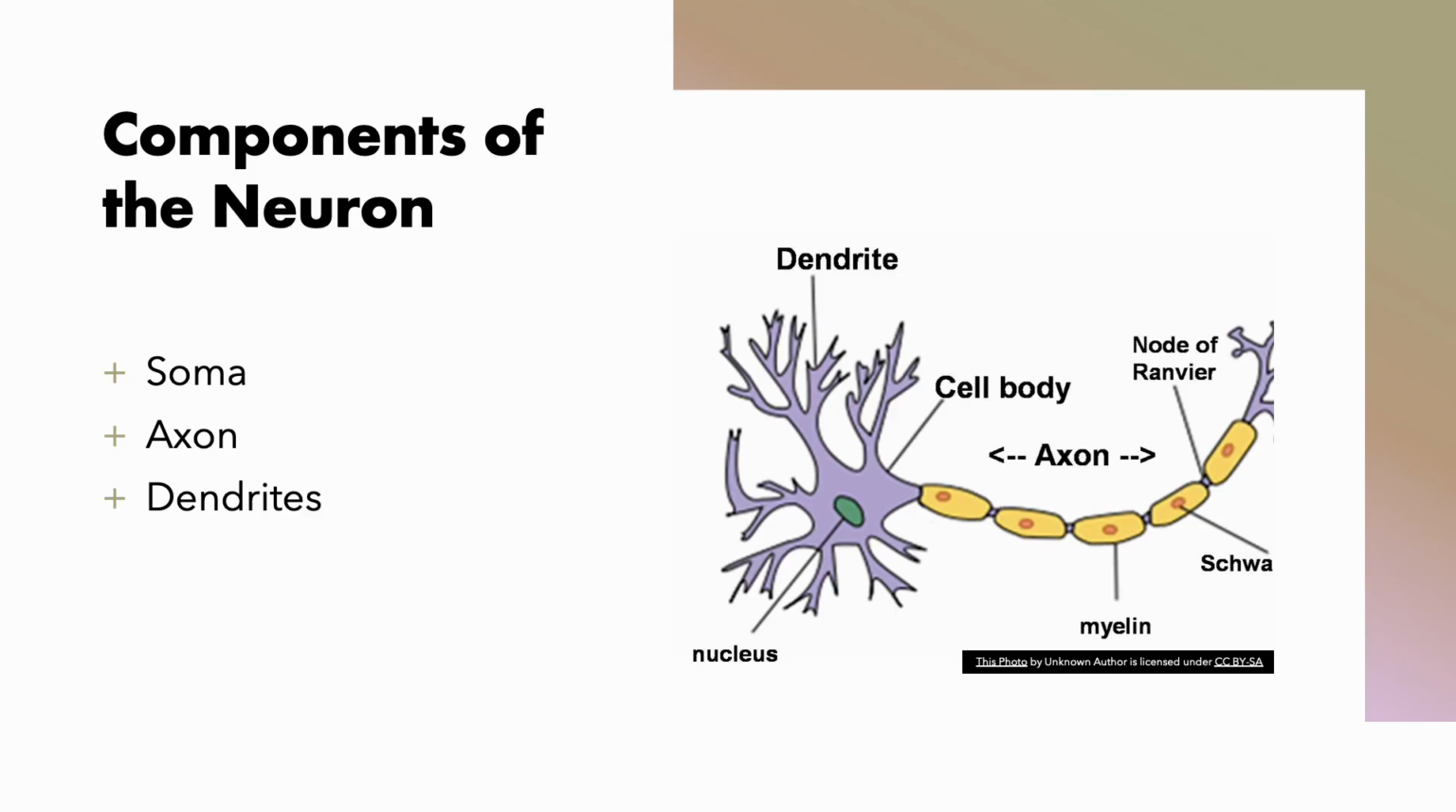Components of the neuron: there's the cell body, the soma, which has a nucleus and the cytoplasm. The axon, the stem, transmits signals away from the cell body. Then there are dendrites, which send signals from other neurons toward the cell body.